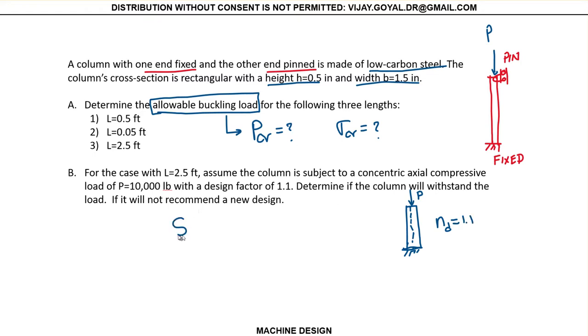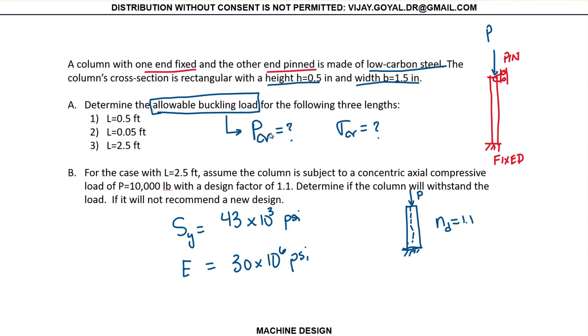In the problem, looking at the material properties, you can immediately find the yield strength, 43 times 10 to the 3 psi. You can find that E is equal to 30 times 10 to the 6 psi. Okay, so let's start with the first part of the problem.